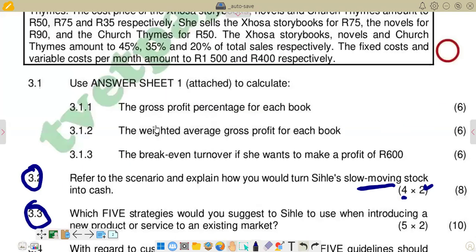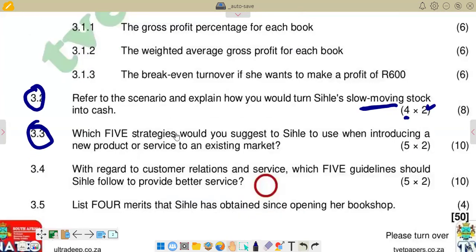If you go to question 3.2, it reads: which 5 strategies would you suggest to CC to use when introducing a new product or service to an existing market? So what this question is basically asking for is strategies that can be employed when we are launching a new product in a market. An existing market is a market that has been there and that we want to penetrate. So what strategies can you employ?